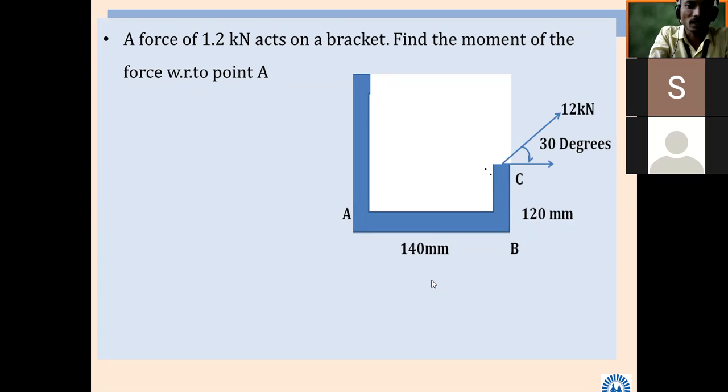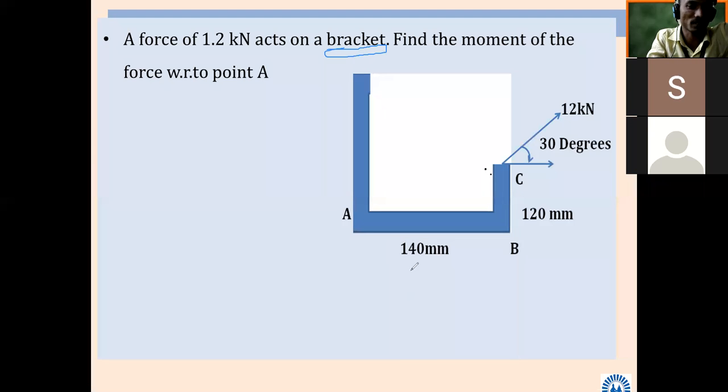Yes, sir. It is an inclined force. And one more thing we have to remember: the thickness of this bracket. This component is called a bracket, and its thickness we have to neglect. No thickness is given, so whatever thickness you are observing, the blue colored thickness, we have to neglect.